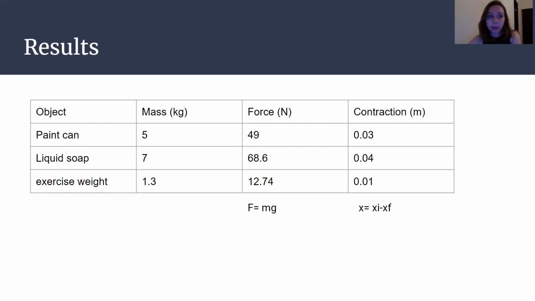And when I measured the force and the contractions in meters, first for the force, I multiplied the mass by 9.8 for the gravity, like in this formula. And for the contractions, I first did the initial length minus the final length to have these results, but I put them in meters, not in centimeters.